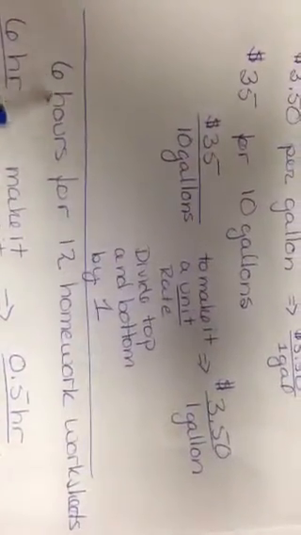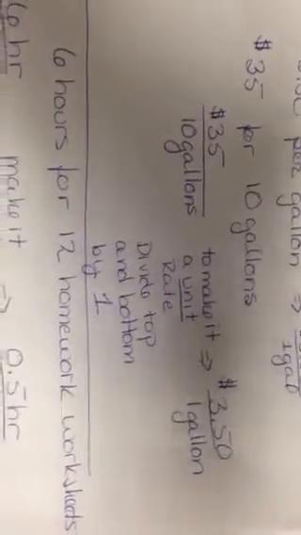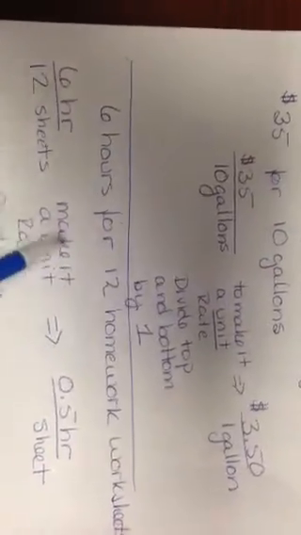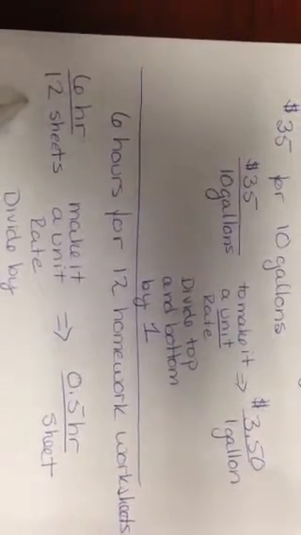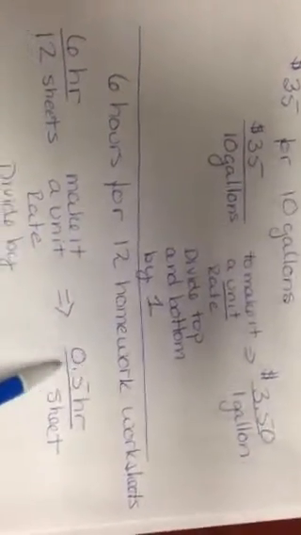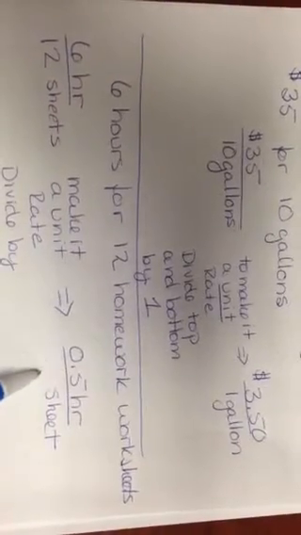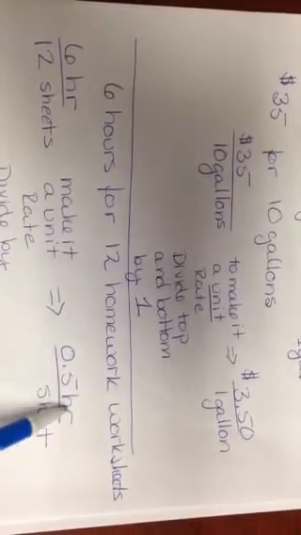So if you have something that takes, let's say you took 6 hours to complete 12 homework worksheets, a nightly assignment, so you have 6 hours for 12 sheets. To make this a unit rate, you need to divide by 12 this time, because I want this number to be 1. So I divide 12 by 12 and divide 6 by 12. So the unit rate here is half an hour, 0.5 hours per sheet. Notice I didn't write the 1. I don't have to. If it's only 1, I can just write per sheet. This means per 1 sheet.